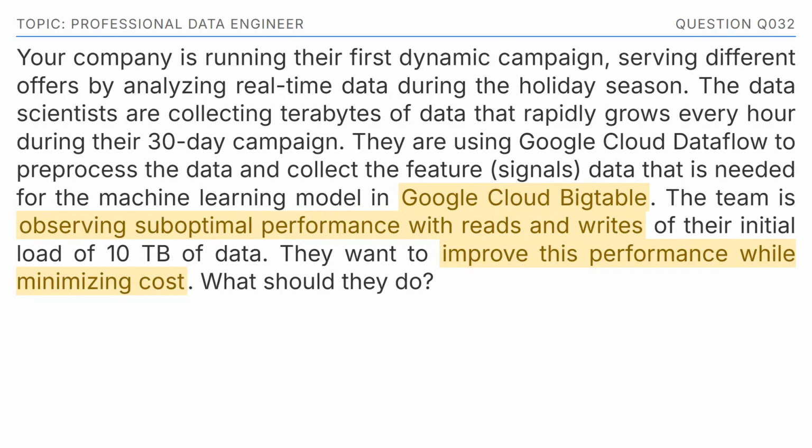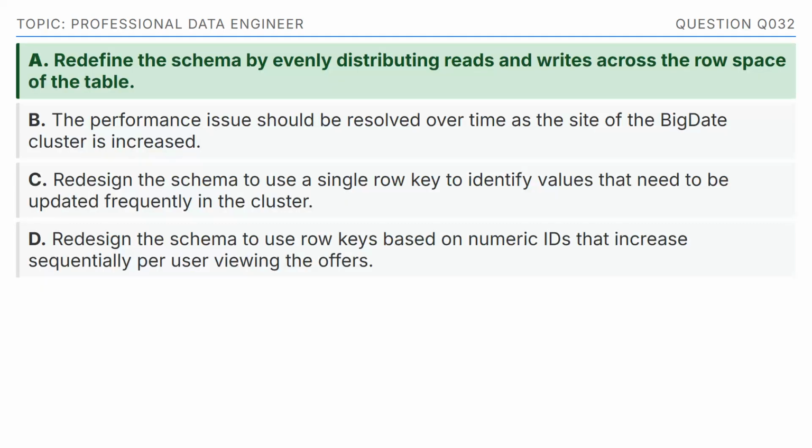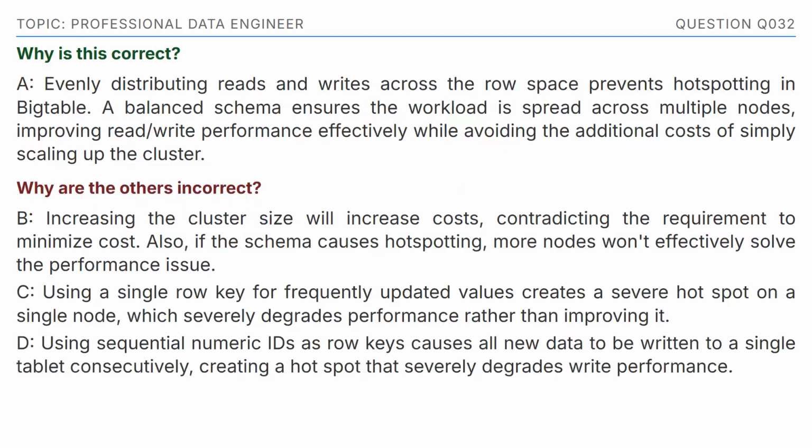To arrive at the correct answer, we focus on the keywords: Google Cloud Bigtable, observing suboptimal performance with reads and writes, improve this performance while minimizing cost. The correct answer is Option A, redefine the schema by evenly distributing reads and writes across the row space of the table. Why is this correct? A. Evenly distributing reads and writes across the row space prevents hotspotting in Bigtable. A balanced schema ensures the workload is spread across multiple nodes, improving read/write performance effectively while avoiding the additional costs of simply scaling up the cluster.